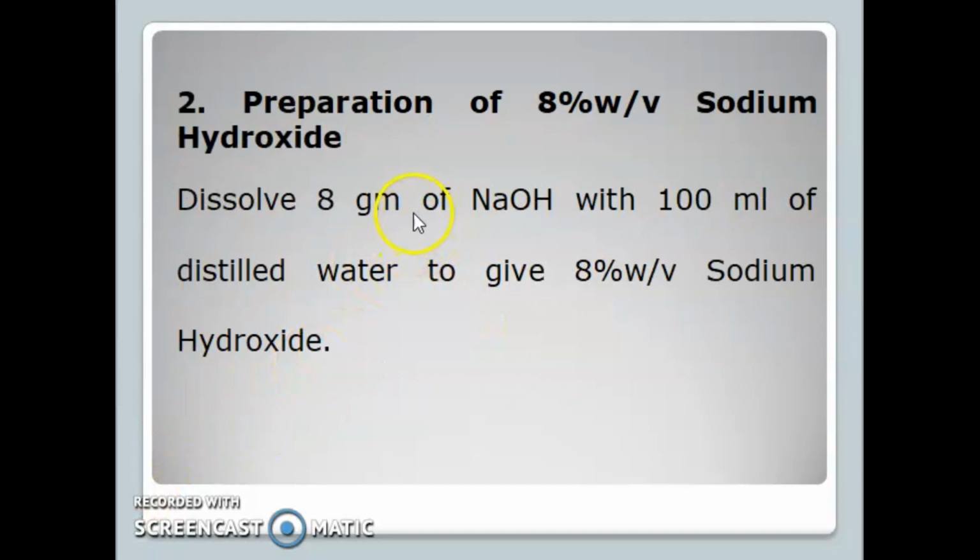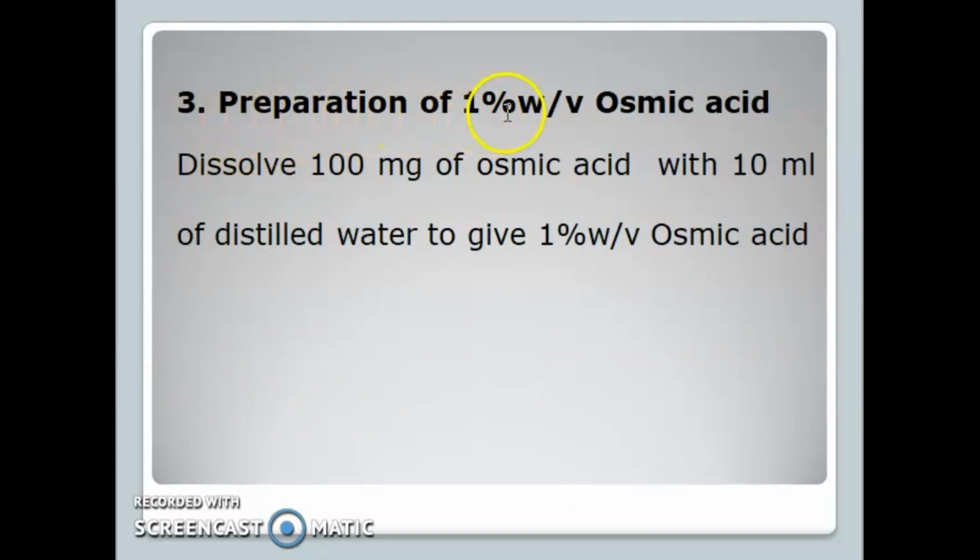Now, the second solution is the preparation of 8% weight by volume sodium hydroxide. For this, you have to dissolve 8 gram of sodium hydroxide pellets in 100 ml of distilled water, that will produce your 8% weight by volume sodium hydroxide solution. Next is the preparation of 1% weight by volume osmic acid solution. For this, you have to dissolve 100 milligram of osmic acid in 10 ml of distilled water, and that will produce your 1% weight by volume osmic acid solution.